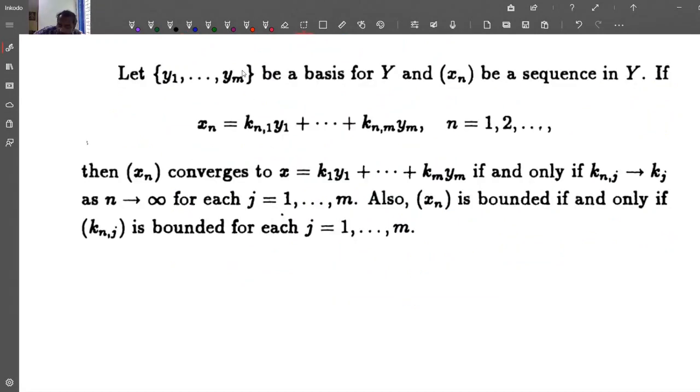Now we prove this. So first we prove, let y1, y2, etc., ym be a basis for Y and x_n be a sequence in Y, and let x_n equal k_n1 y1 plus etc. plus k_nm ym, n equal to 1 to infinity. Then we prove x_n converges to x, that is equal to k1 y1 plus etc. plus km ym, if and only if k_nj converges to kj. So first we assume k_nj converges to kj and we prove that x_n converges to x.